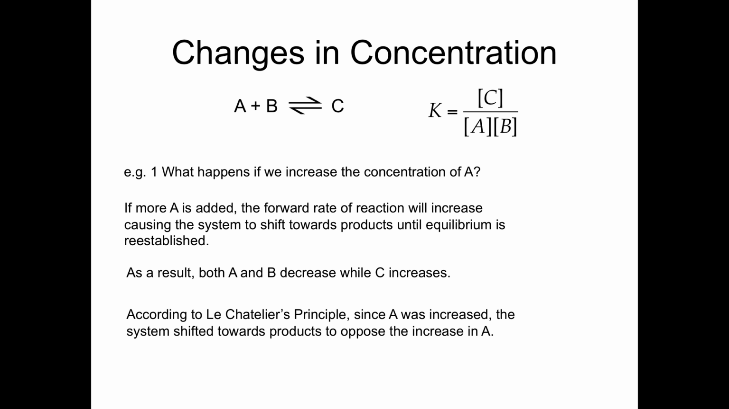Now, if we talk about this in terms of Le Chatelier's principle, then A was increased. This was the perturbation or the change made to the equilibrium. And this causes the system to shift towards the products in order to oppose the change made. So the opposition would be that A has to be reduced. So it has to shift towards the products in order to oppose the increase in A, which is by reducing A.